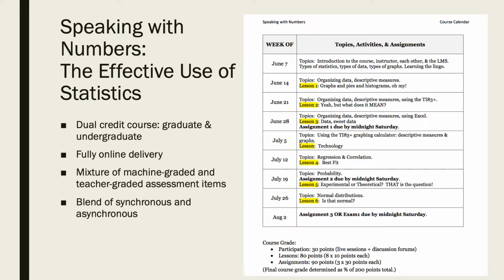I also knew the course would need to be accessible to students who may not be that tech savvy, and that I would need to be very intentional with how I used instructional technology tools. To meet this need, I created a fully online, blended synchronous and asynchronous course called Speaking with Numbers: The Effective Use of Statistics, and taught it using UVA's proprietary version of the Sakai LMS. This was the first course I created for fully online delivery that I'd not taught before in either a face-to-face or hybrid format.